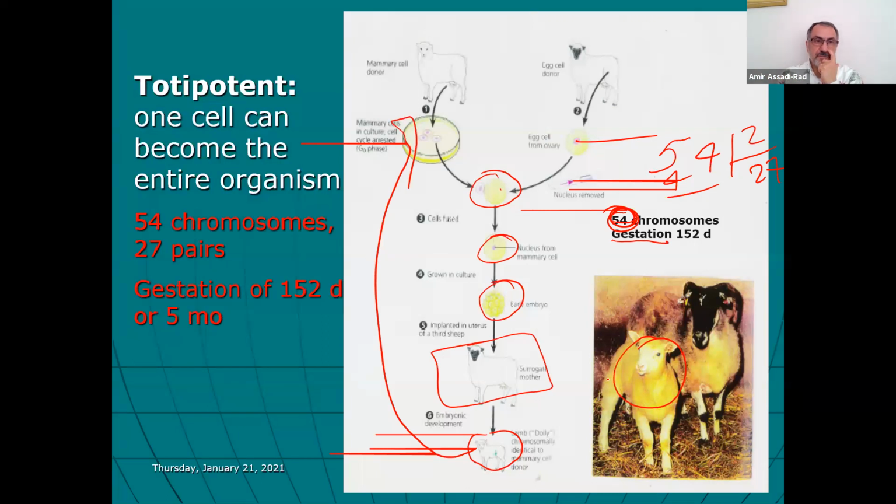Okay, a couple of terminologies. Totipotent refers to cells that can become the entire organism, like an egg. An egg is a good example of totipotent because an egg, of course, with the help of sperm can become, or in this case, without the help of sperm, it can become the entire organism. That's what the term totipotent means.